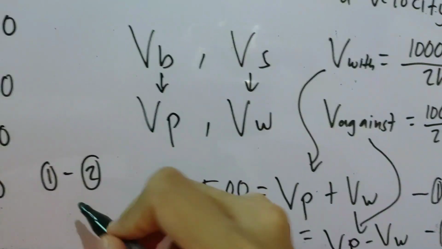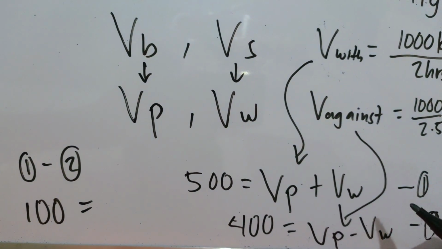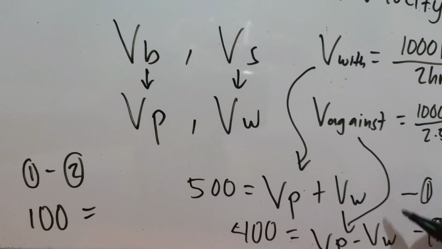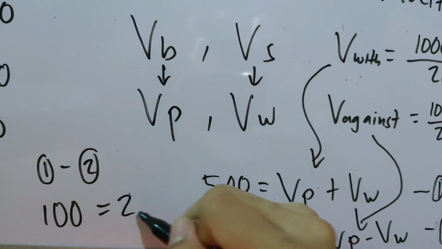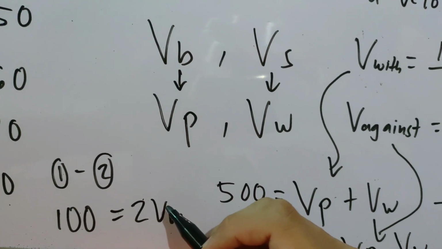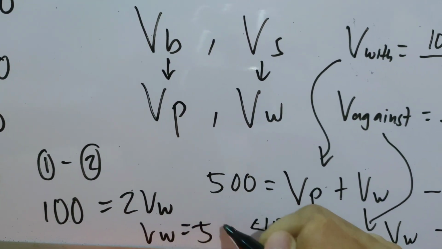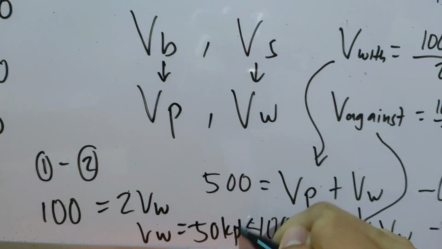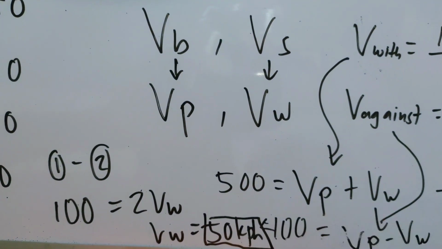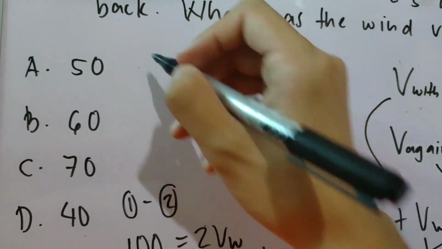So, 500 minus 400 is 100, is equal to, ito makakancel na, Vp minus Vp. Tapos ito, Vw minus negative Vw, magpa-plus yung mga yan. So, magiging 2Vw. So, ibig sabihin, yung Vw natin is equal to 50. So, Vw is equal to 50 kph. So, ito yung tamang sagot. Vw or yung velocity ng wind is equal to 50 km per hour. So sa choices, letter A ang tamang sagot.